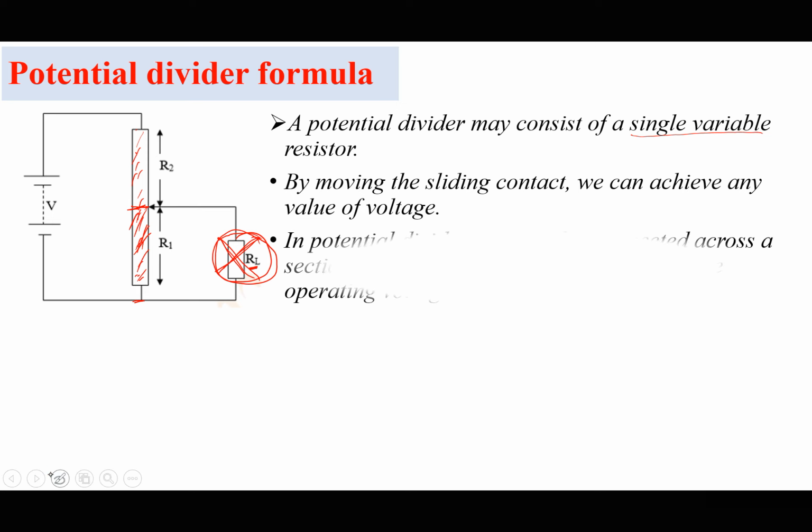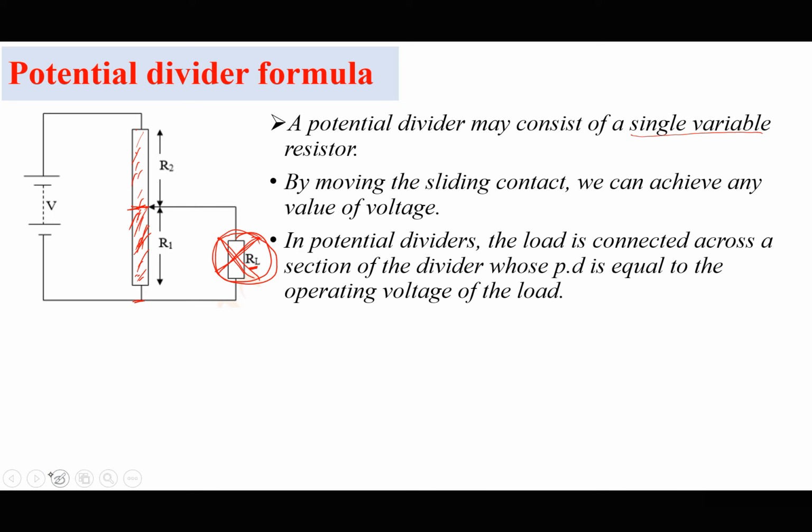So we are saying in potential dividers, the load is connected across a section of the divider whose PD is equal to the operating voltage of the load. The load in this case is what you connect here across the portion whose resistance or whose PD can be varied. And I say the load could be a bulb, it could be a cooker, it could be an electric lamp, and so on and so forth.